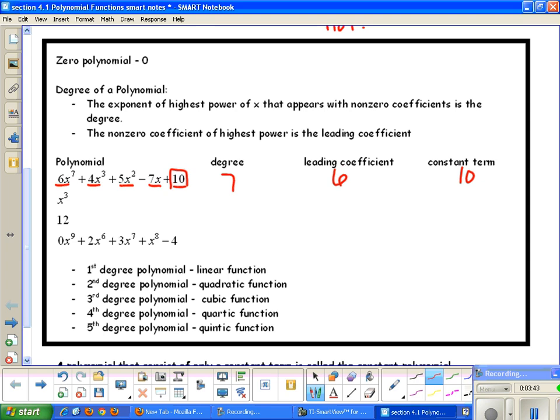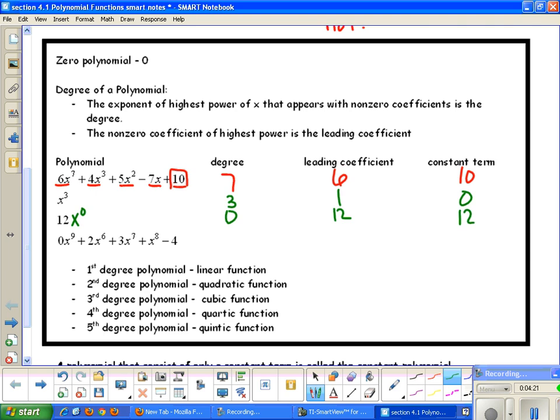For the next equation, x cubed, I only have one term, and it's of degree 3. Then that means that the leading coefficient, what's in front of the x, is 1, and because of this, the constant term, if there is nothing without a variable, would just be 0. 12 in this case doesn't have a variable, so it's just x to the 0 power, so the degree would be 0 because it's called a constant polynomial. And the leading coefficient then we could just say is 12, and then the constant term is just itself, 12.